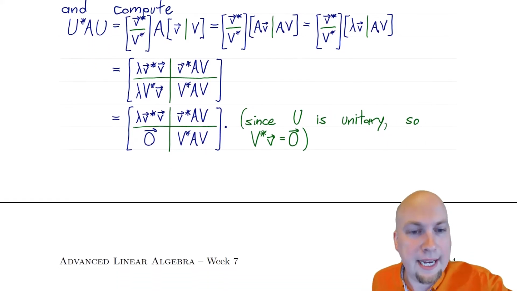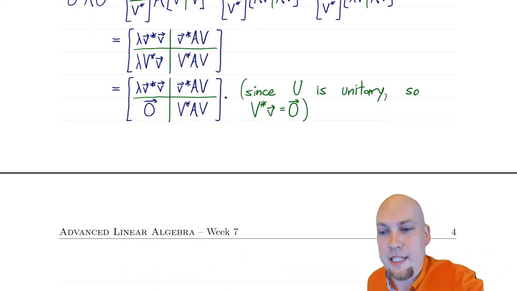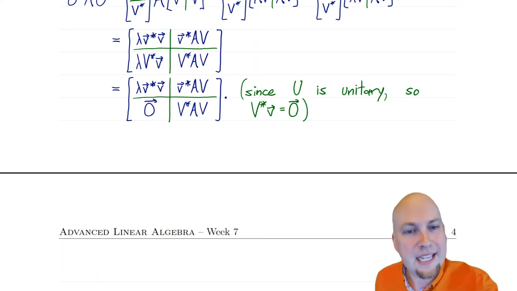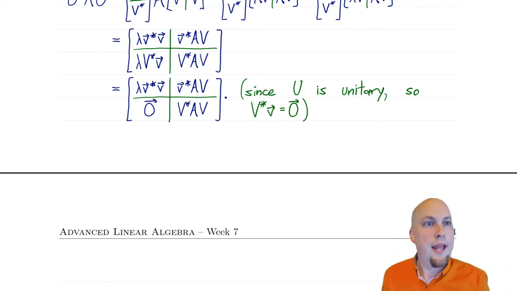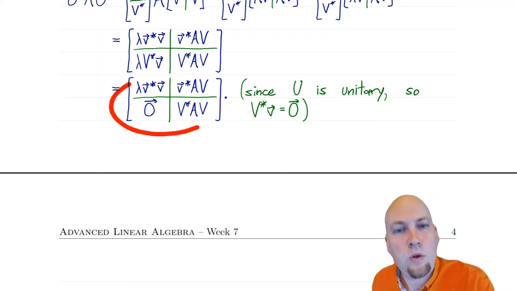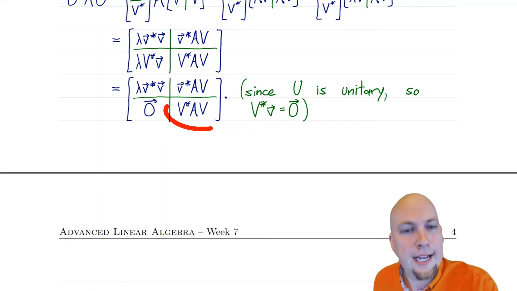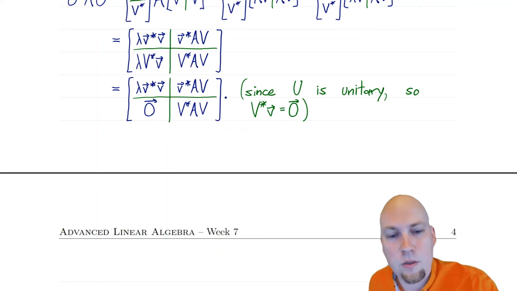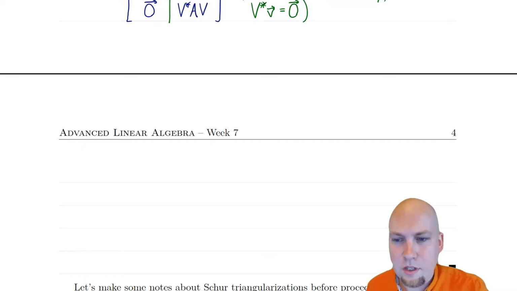It didn't get us all the way there, but this is where the inductive step comes in. The inductive step is now useful because this block down here is n-1 by n-1, and my inductive hypothesis was that I can Schur triangularize n-1 by n-1 matrices. So I just do Schur triangularization down on this block, and that gets me the rest of the way there. Here's how it works.